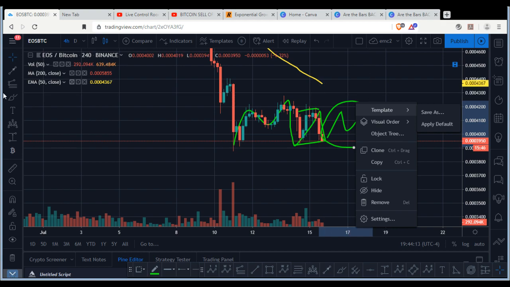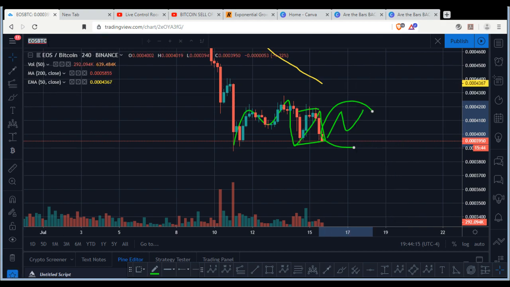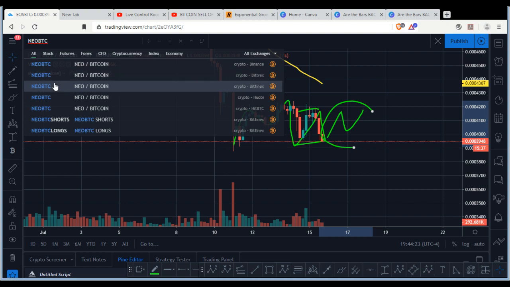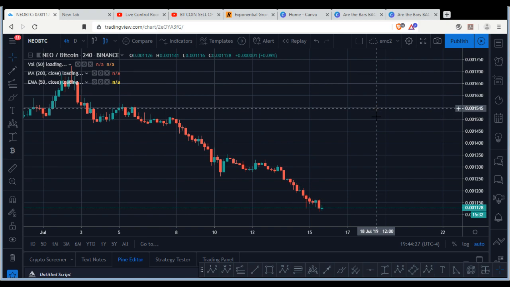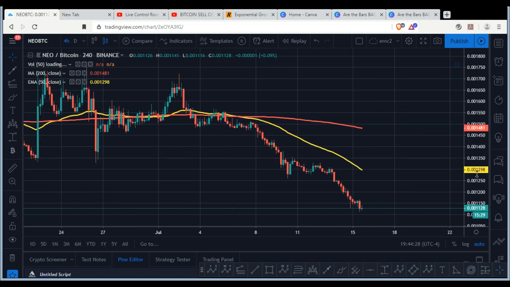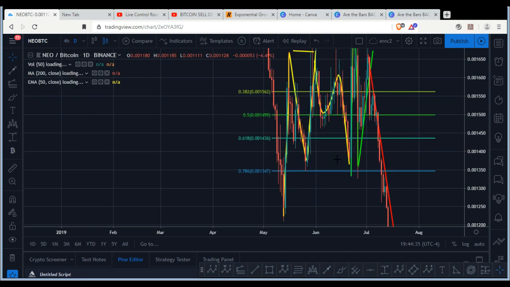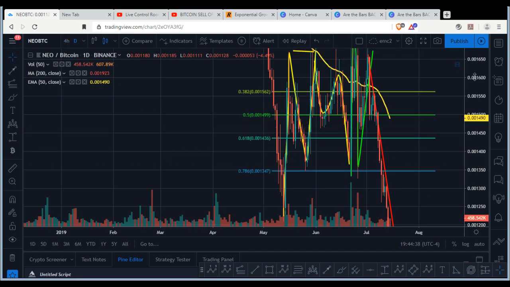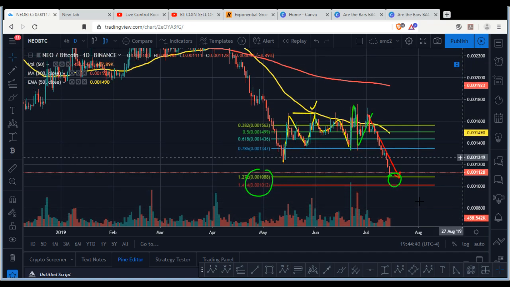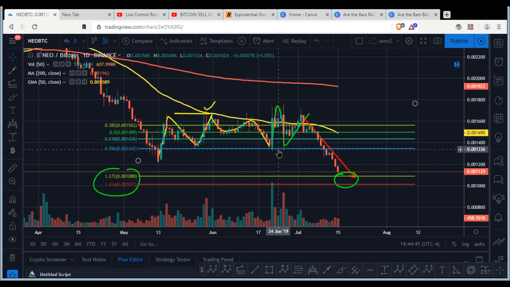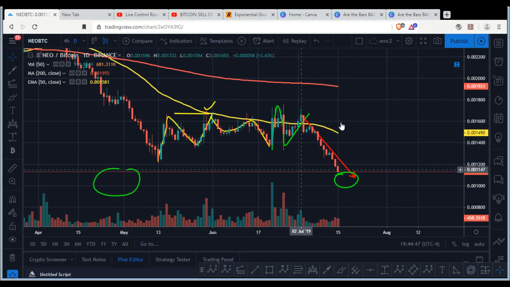Let's take a look at NEO, because we talked about NEO going down to a low 100,000, like 106,000, and NEO is roughly around 110. So it is pretty accurate, guys. The reason I wanted to talk about NEO is that NEO and EOS have the same pattern. EOS could be making this pattern. We talked about it, okay? EOS could be making this pattern.